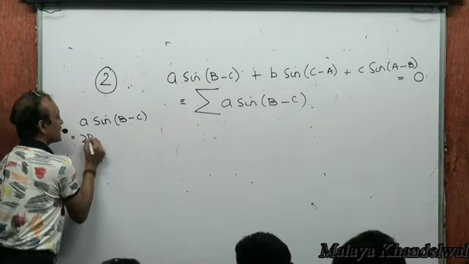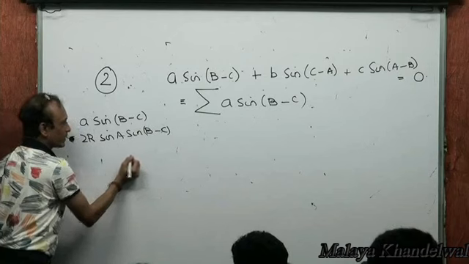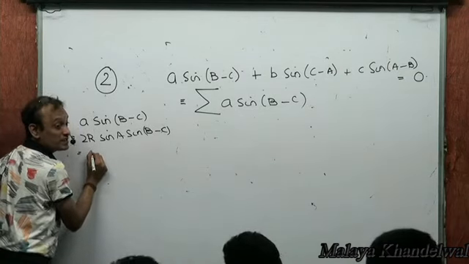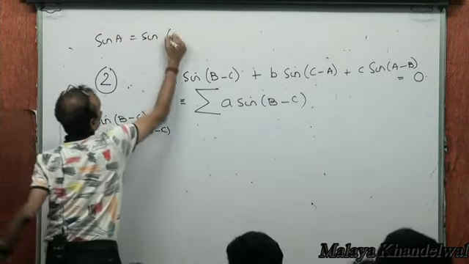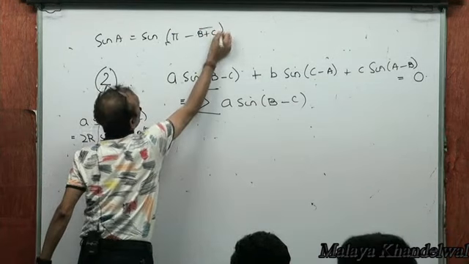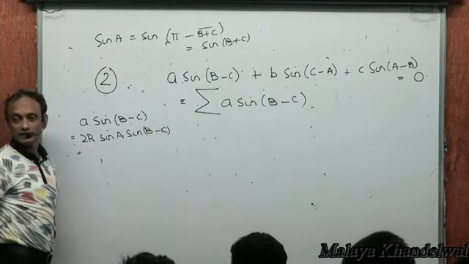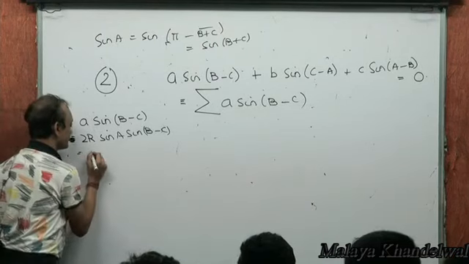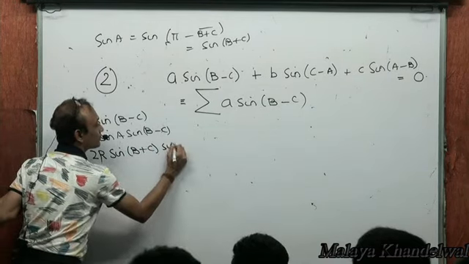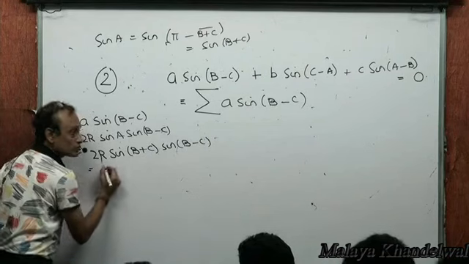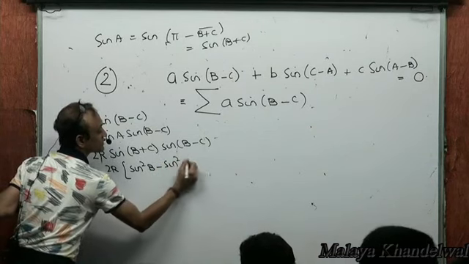A can be written as 2R sine A. But sine A is sine (pi minus (B plus C)), which is sine (B plus C), right? Sine (pi minus theta) is sine theta. So this is 2R sine (B plus C) into sine (B minus C). Sine (B plus C) into sine (B minus C) is sine square B minus sine square C, another result which we have discussed earlier.